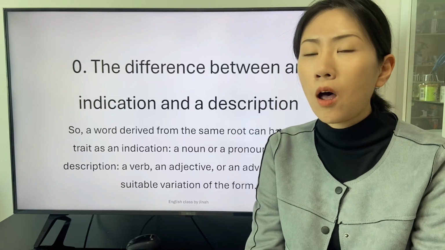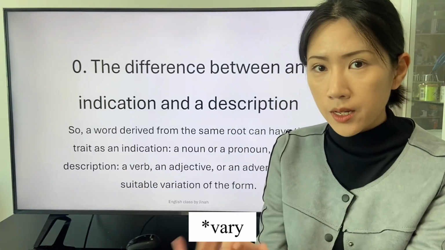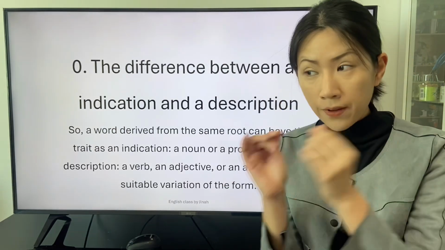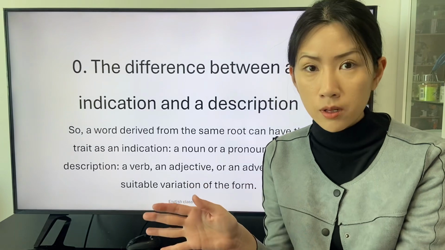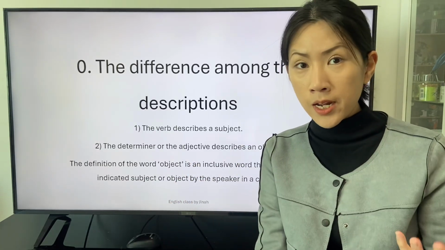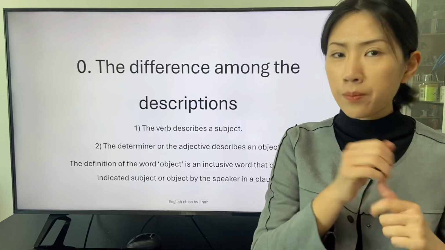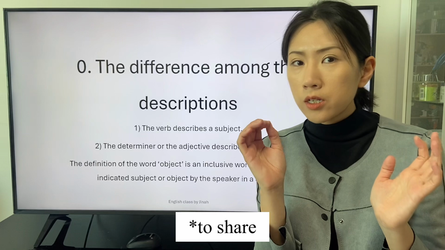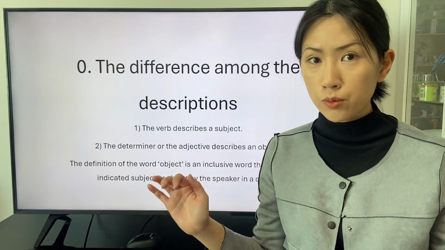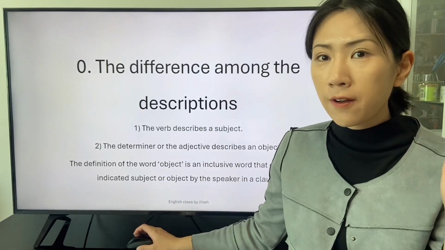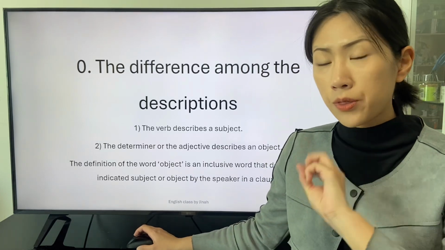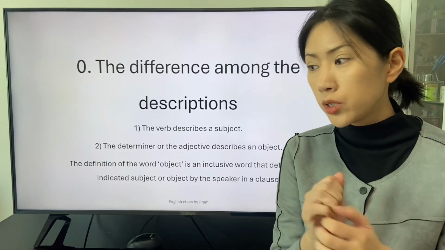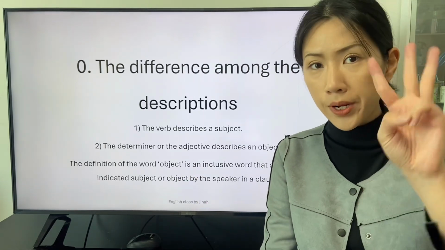For example, a verb vary becomes an adjective various or variable. With the understanding that a verb, an adjective or a determiner, and an adverb share the same root, we can think of the difference between the three descriptions. There must be a difference to classify them into three.